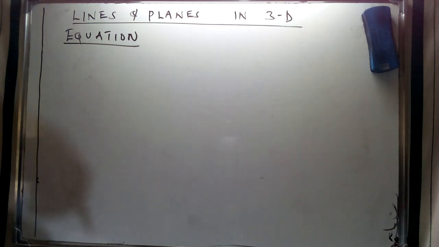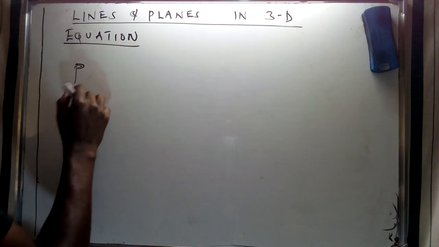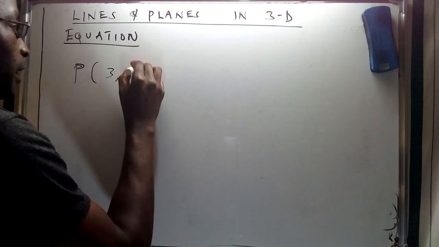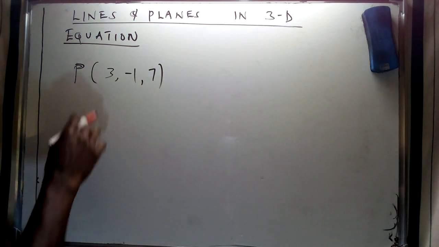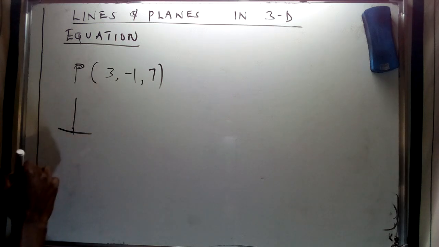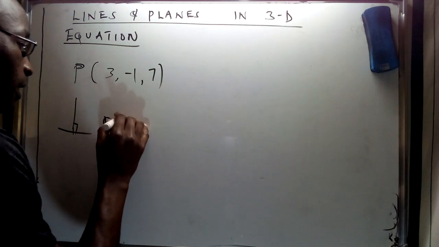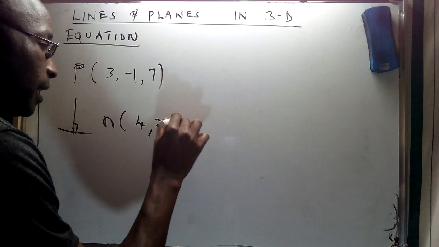So suppose we have been asked to find the equation of a plane passing through a point. I'm going to give this point as P, which is 3, -1, 7 for x, y, and z. And this plane is perpendicular to a normal vector, which is given by the coordinates 4, 2, and -5.